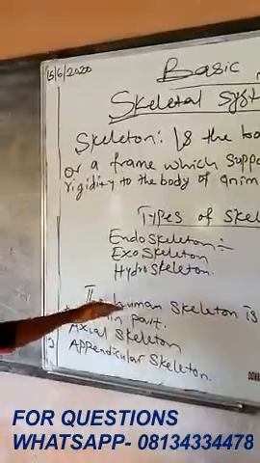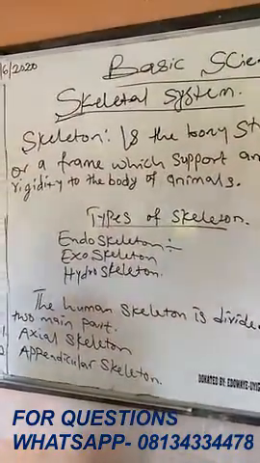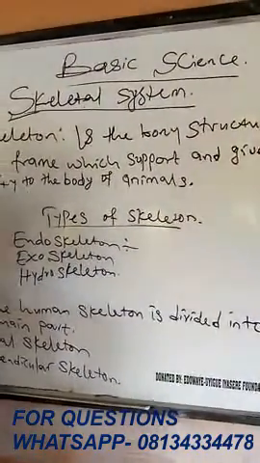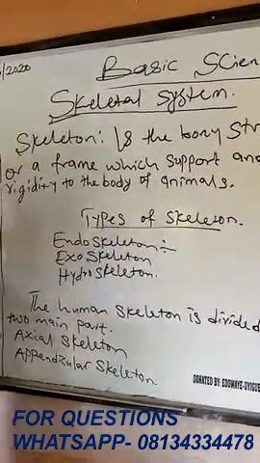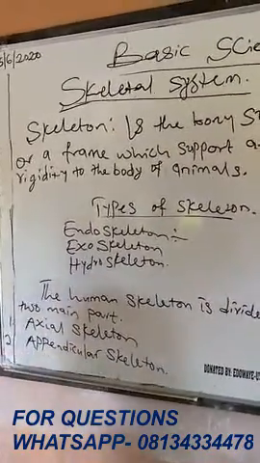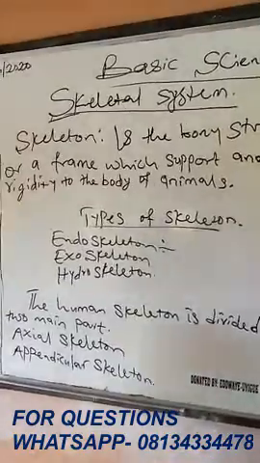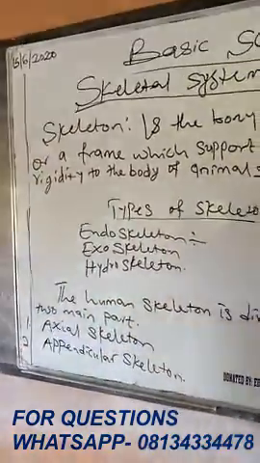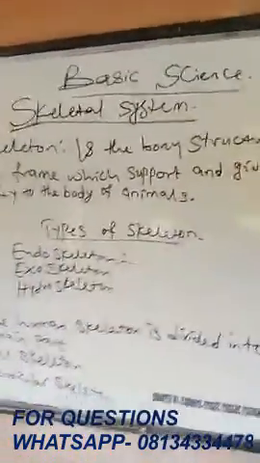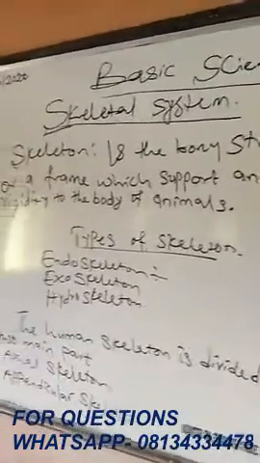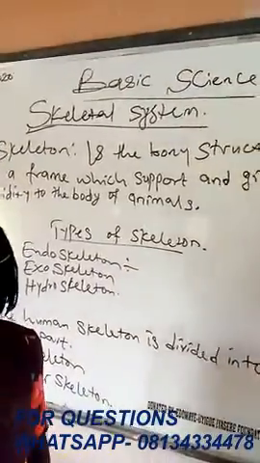Now, let's look at the skeleton itself as a whole. The skeleton is divided into two main parts. The first part is known as the axial skeleton, and the second part is the appendicular skeleton. The axial skeleton consists of the skull and the vertebral column, or the spine.